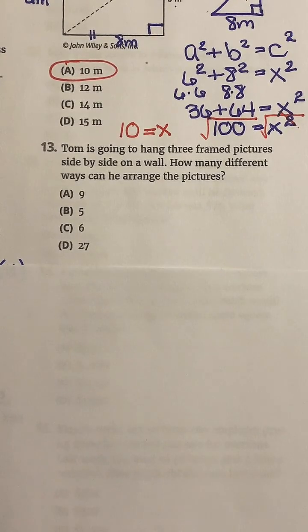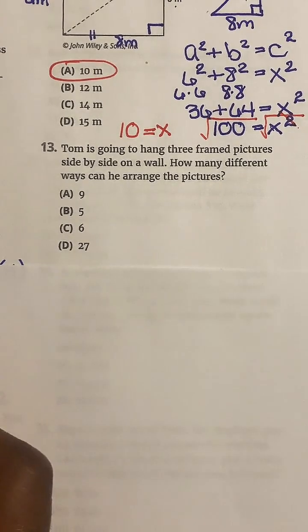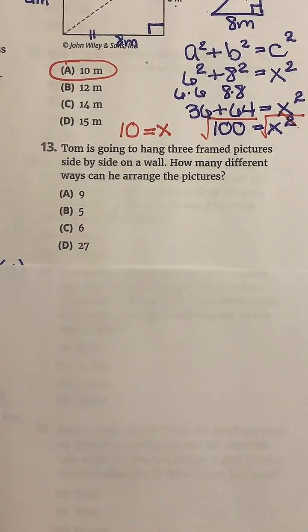Appreciate it. Okay. So Tom is going to hang 3 framed pictures side by side on a wall. How many different ways can he arrange the pictures? Okay. No problem, Jackie. Okay. So Ray Sean's saying A, 9. We got 6 for my 1 plus 2. Okay, thanks, bro.